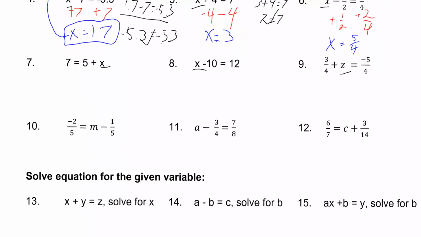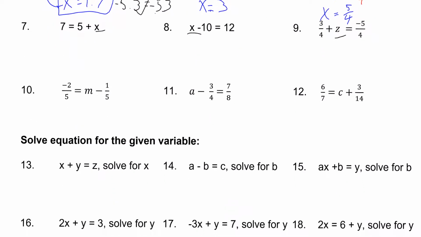Okay, moving everything up a little bit so I've got more room to work. So we go ahead and on number 7, we subtract 5 from both sides. Okay, and that's going to leave me with 2 equaling x. 5 plus 2 is indeed 7, so that works.